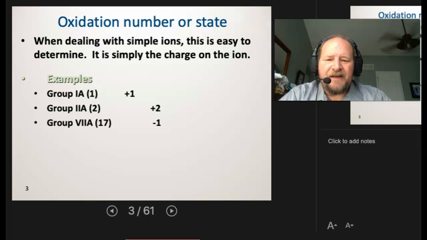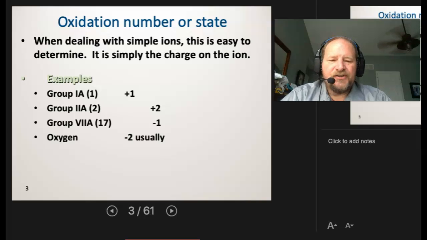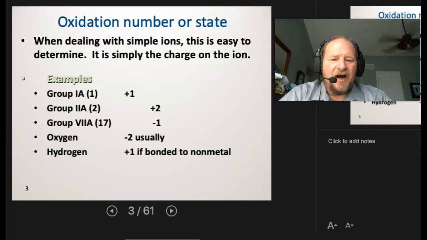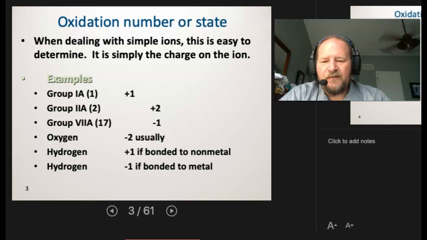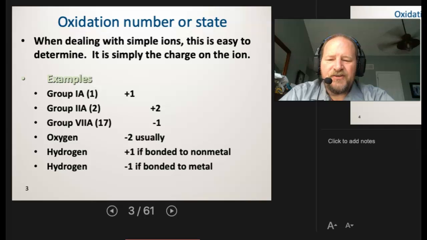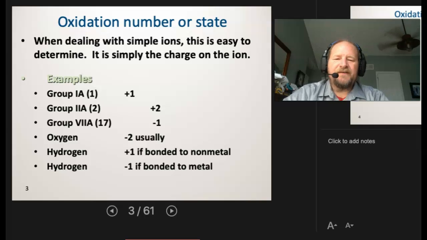Now, there are some others that have to have some rules. And so oxygen is typically going to be -2. Now, it can be -1 whenever there's a peroxide, but those will be special cases. And so for us, we'll see it in hydrogen peroxide, but typically oxygen is going to be a -2. Hydrogen can be either +1 or it can be -1. You have to look at what it's connected to. If hydrogen is bonded to a nonmetal, then it's going to be +1. But if it's connected to a metal, then it's going to be a -1.